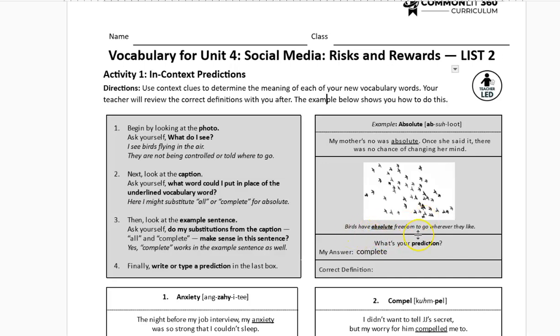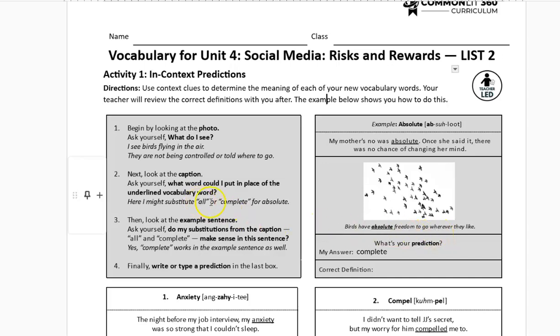After you take a look at the picture, it tells you to look at the caption, which is going to be the sentence under the picture, and then to ask yourself if there are any words that you could put in place of the underlined vocabulary word. This is a great tool, a great way to figure out what the meaning of an unknown word is. Try to think of words that you could plug into the sentence for the unknown word and see if they make sense. Our caption says, birds have absolute freedom to go wherever they like.